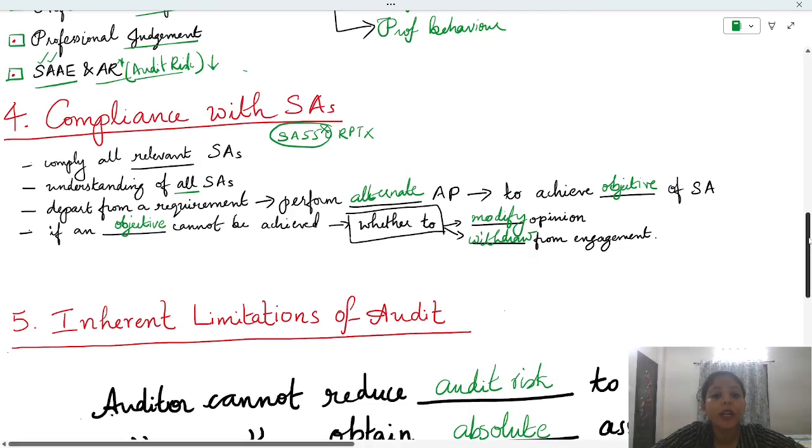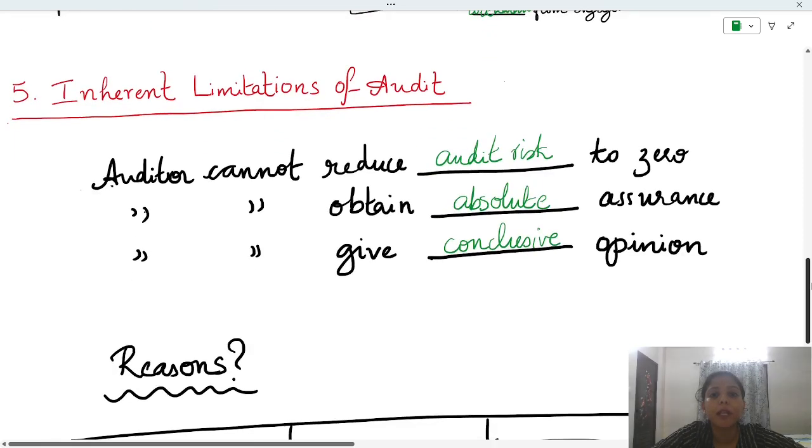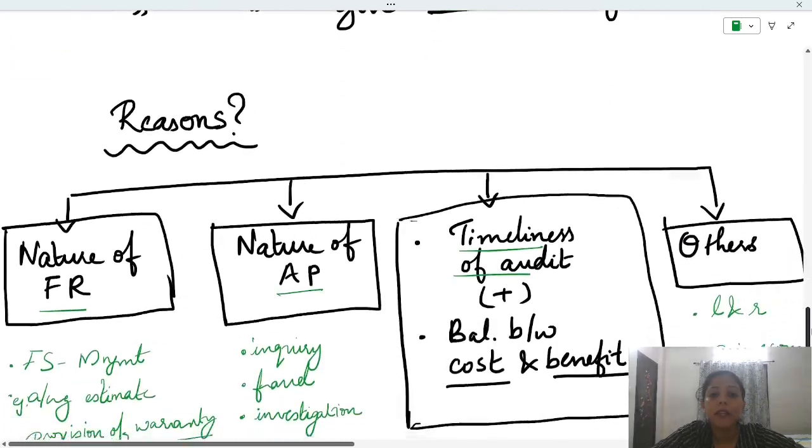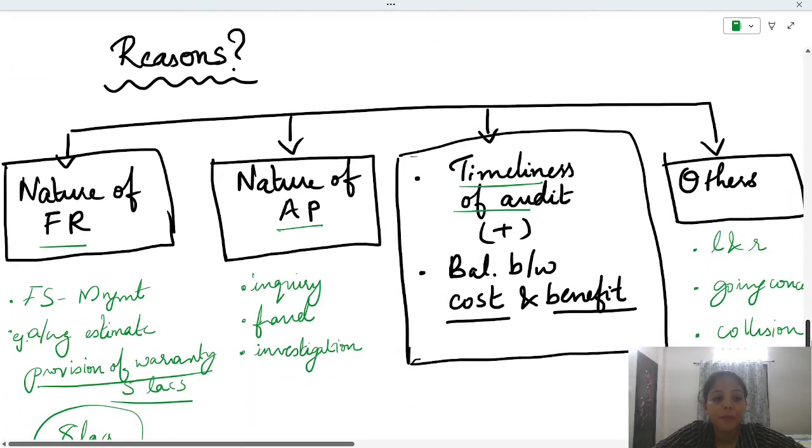Then we have discussed the inherent limitations of audit, which means that because of audit, we can't say everything is clean and perfect. There are some limitations to audit. The auditor cannot reduce the audit risk to zero. The auditor cannot obtain absolute assurance. The auditor cannot give a conclusive opinion. What are the reasons for these inherent limitations? The nature of financial reporting, the nature of audit procedures, timelines of audit, and the balance between cost and benefit, and there are other reasons.